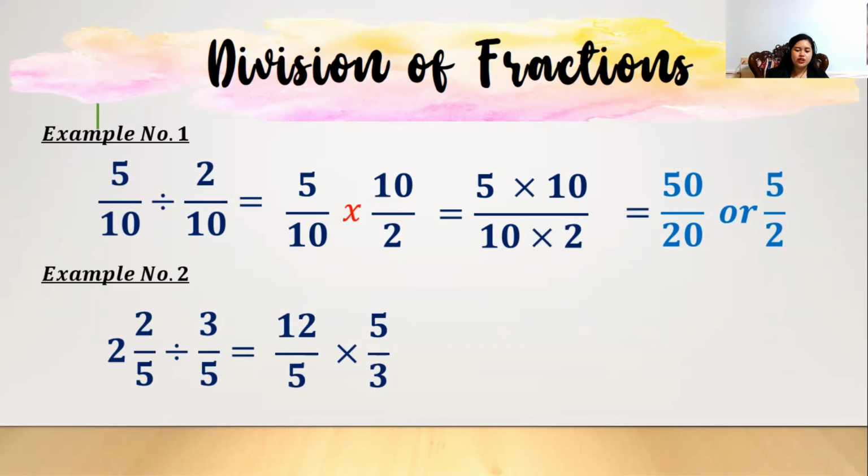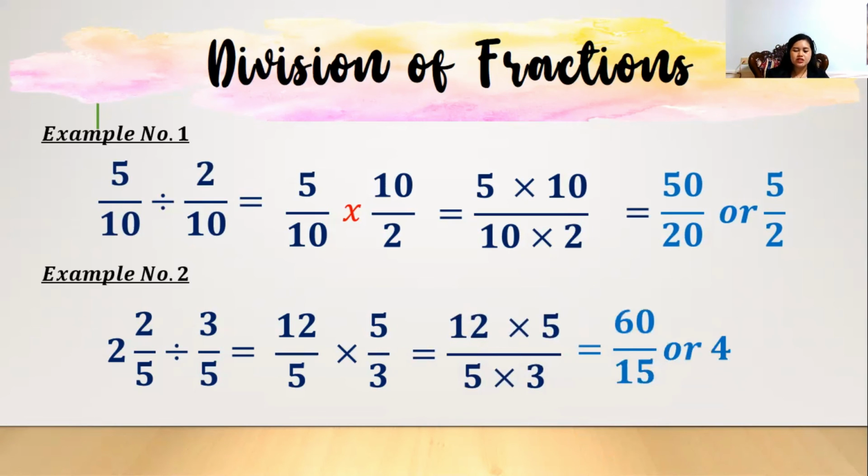And then you have our divisor 3/5. You get the reciprocal of it, meaning you interchange the numerator and denominator. So it will become 5/3. And then change the operation into multiplication. Then proceed with multiplication. We have 12 times 5 over 5 times 3. So the result is 60/15, or in reduced form, it is equal to 4.